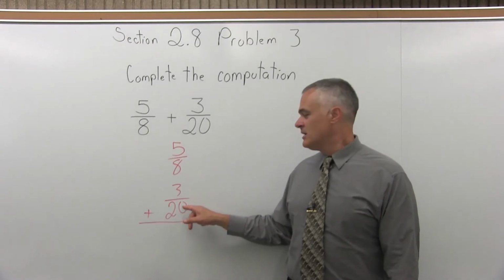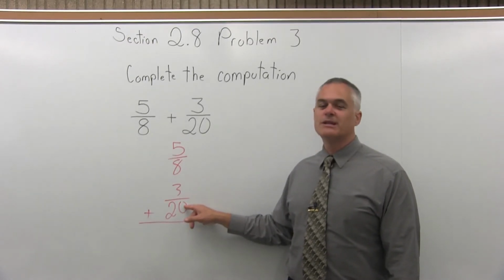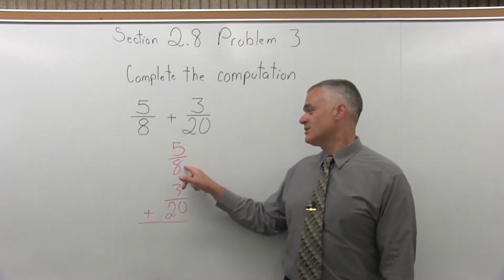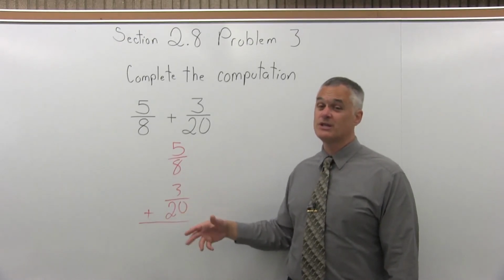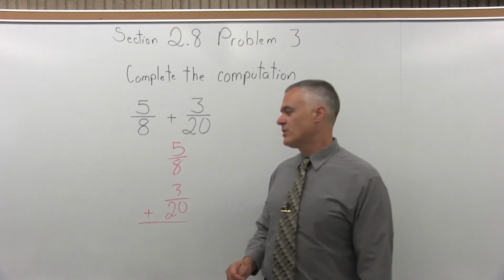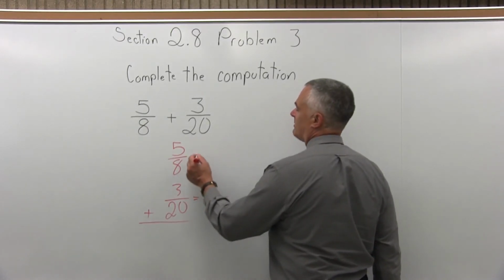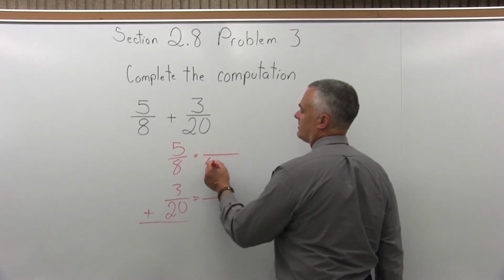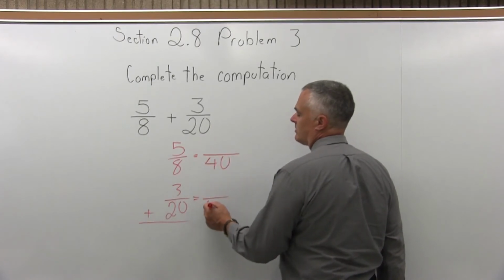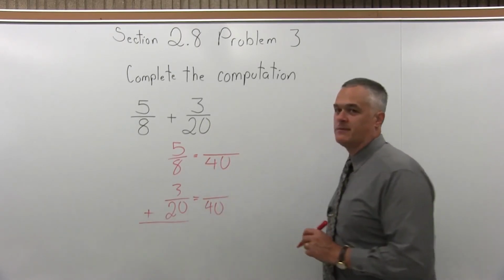It won't. So take the larger denominator, the 20, double it. Now see if the other denominator will divide in. If you double 20, that's 40. 8 does go into 40. So 40 is the smallest common denominator. Not the only common denominator, but the smallest one. So I will make both denominators 40.